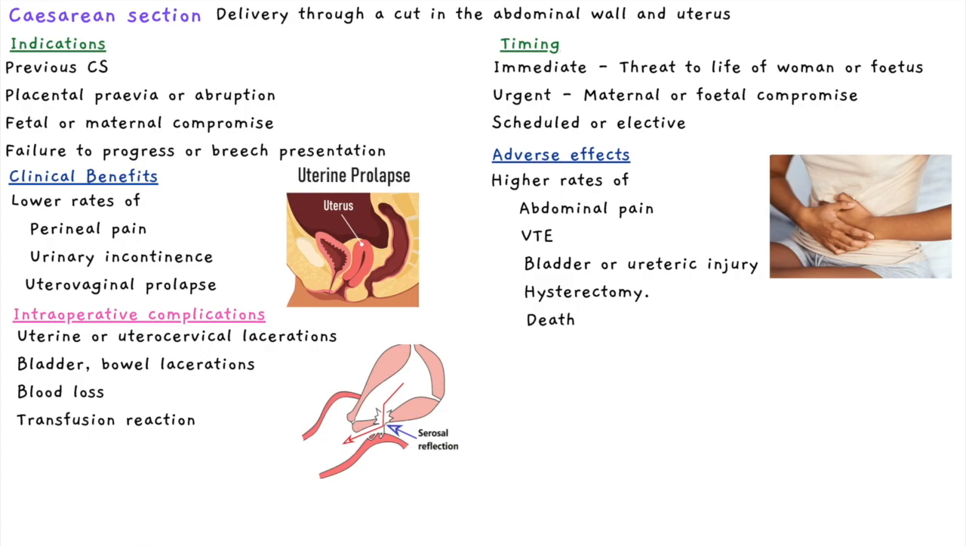There are a variety of complications. We will split this into intraoperative complications or post-operative complications. Intraoperative complications are related to iatrogenic injuries, so you can injure nearby structures. This could include uterine or uterocervical lacerations, bladder or bowel lacerations, as this is just basic relations of the uterus.